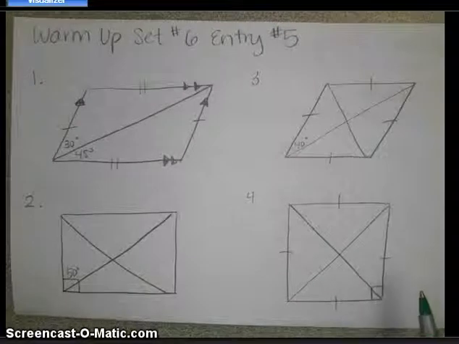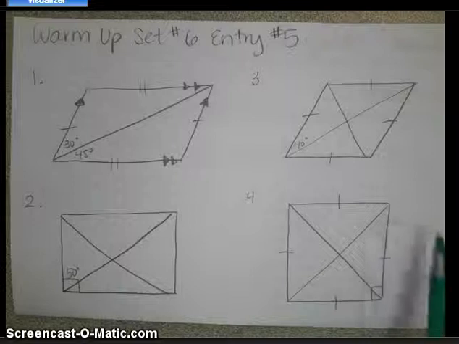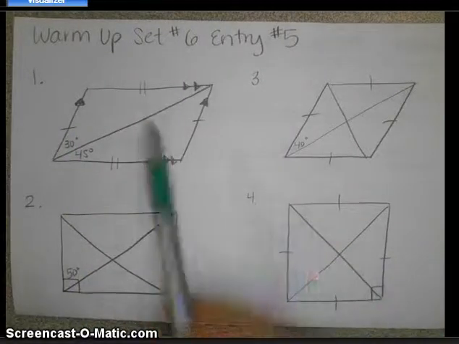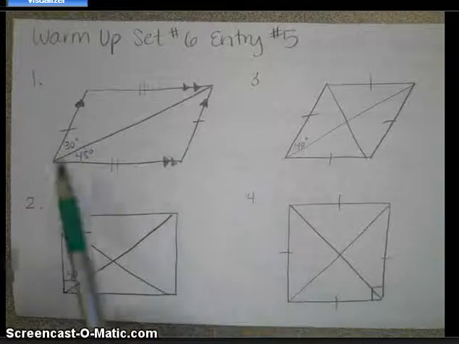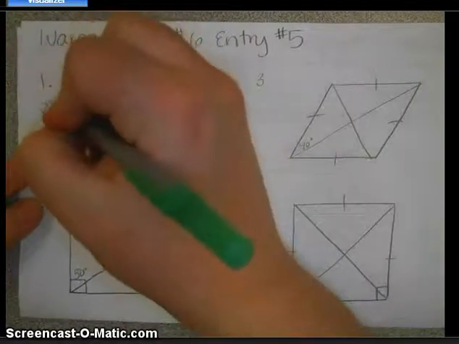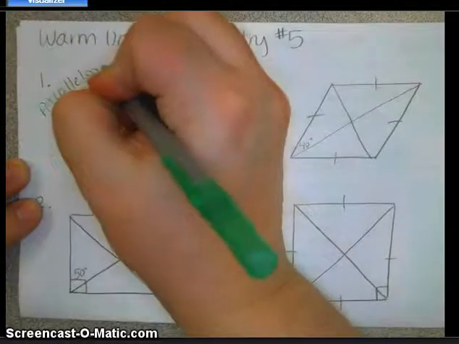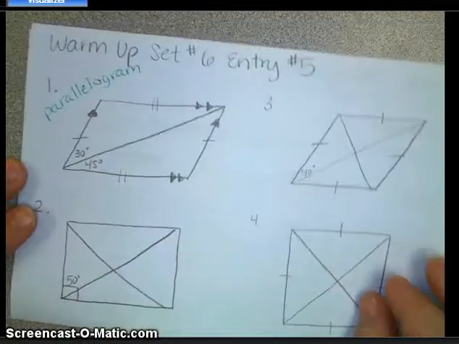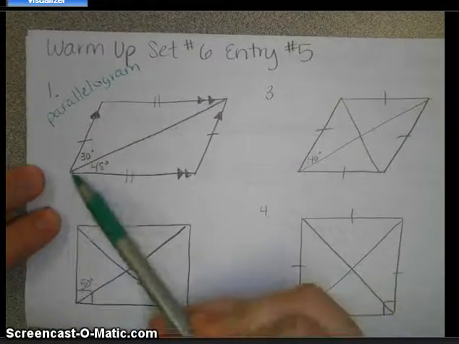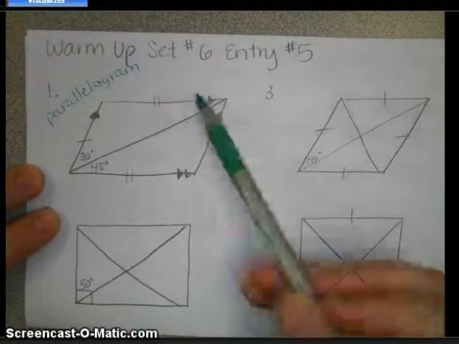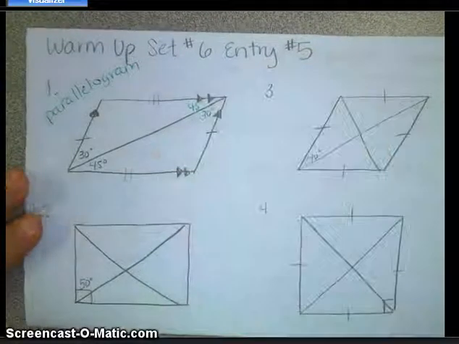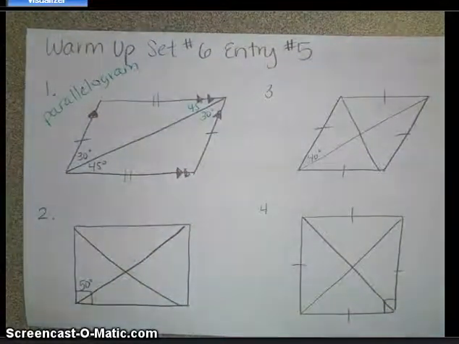So number one, first thing we want to ask ourselves, what shape is this? I take a look and I notice opposite sides are parallel and congruent. Because the corners are not 90 degrees, I know that this is a parallelogram. So those properties will apply. So I have 30 degrees and 45. Since this is a transversal going through parallel lines, I know that I can fill this in as 30 and 45, like alternate interior angles.